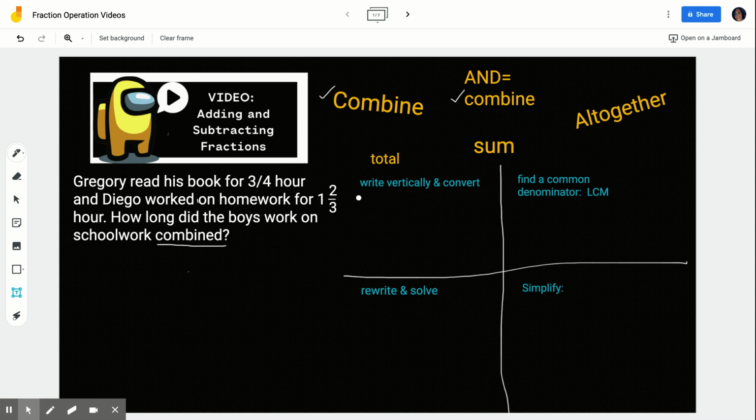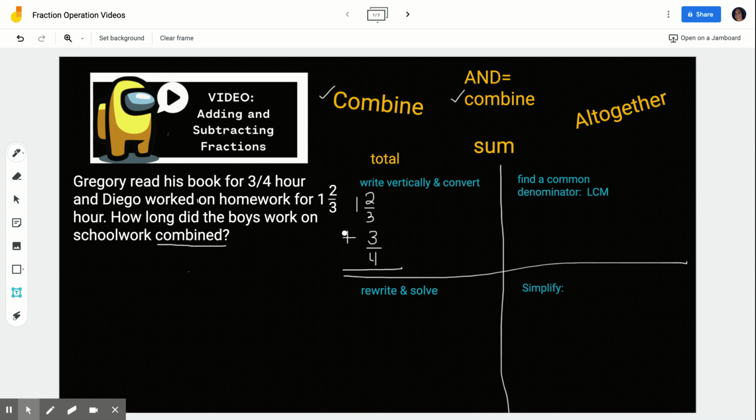So step 1 in our 4-box method says write it vertically and convert if we need to. So I know Diego worked 1 2/3 hours and Gregory worked 3/4 hours. Now we're not solving in this box, we're just writing vertically and converting if necessary. So we do need to convert here. We have 1 2/3, so we want to make that an improper fraction before we start working.